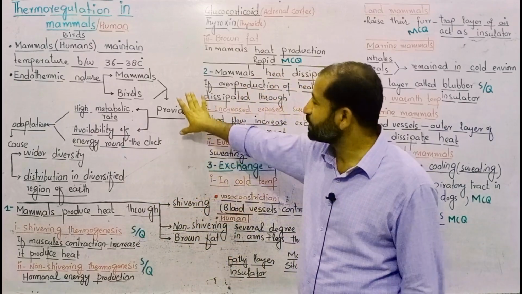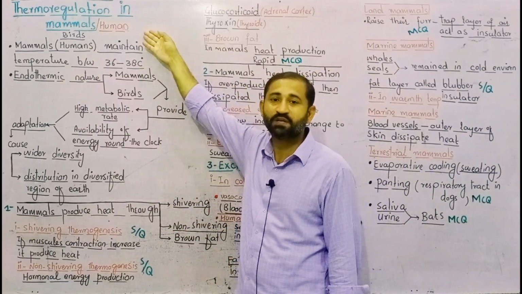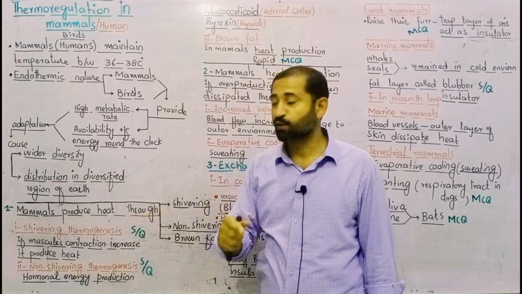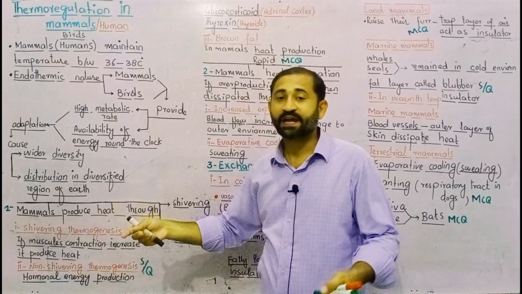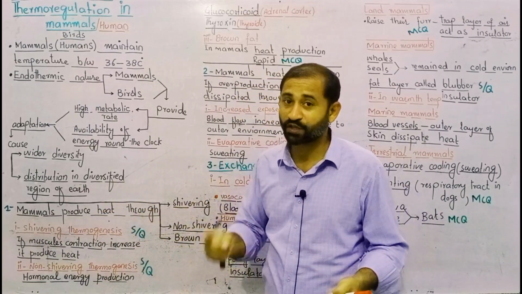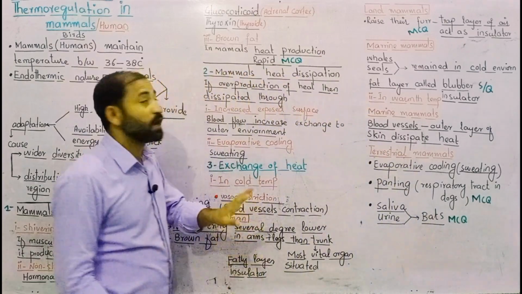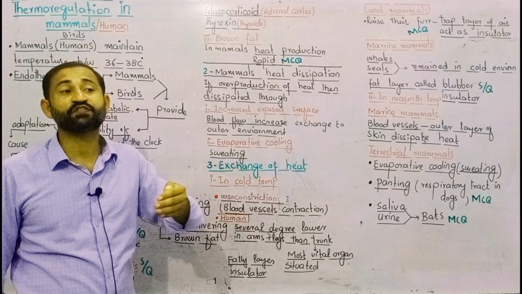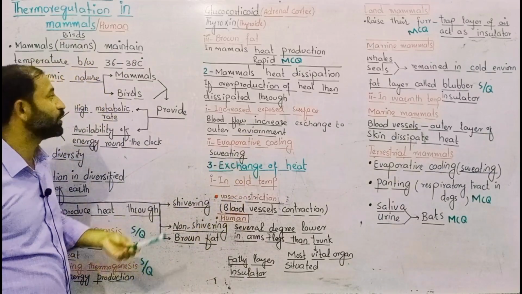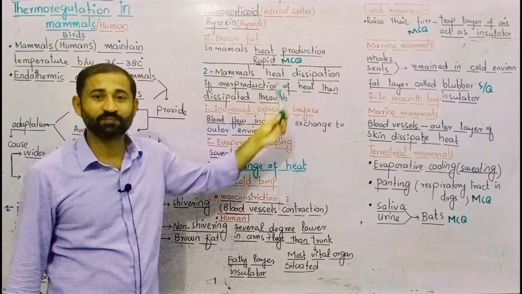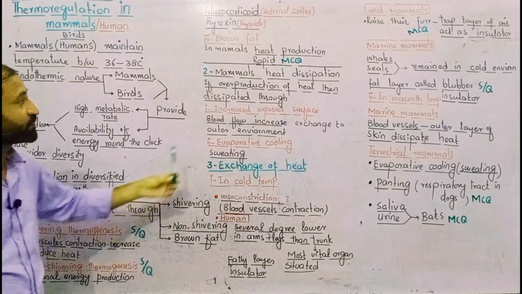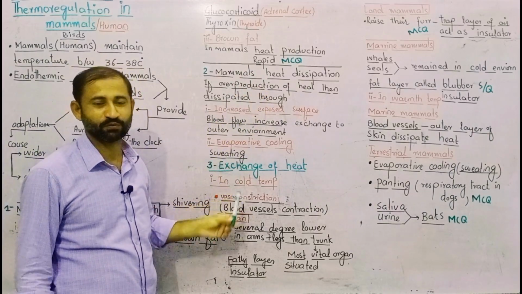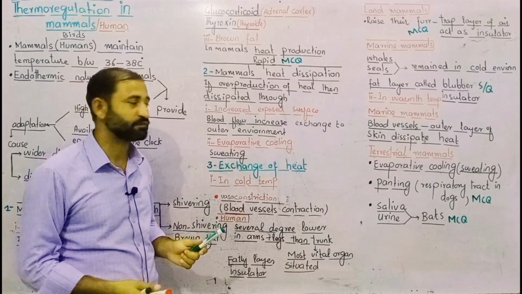Now, that was the introduction about thermoregulation in mammals or humans. Next is how mammals produce heat. Number one is heat production, how they produce heat in their body. Number two, if the heat is extra, how they dissipate it, meaning how they release their heat to the outside environment. So number two, mammals' heat dissipation. Number one, heat production; number two, dissipation; and number three, exchange of heat with the environment. These three are the different things that we have to discuss.